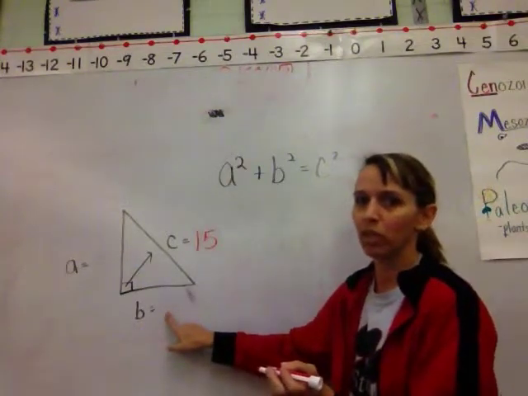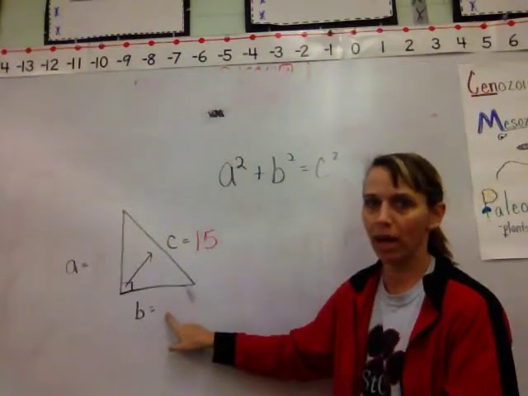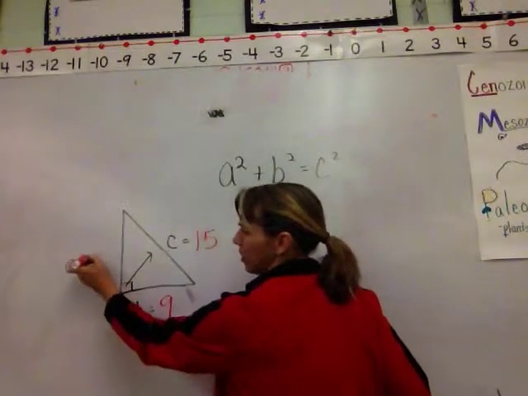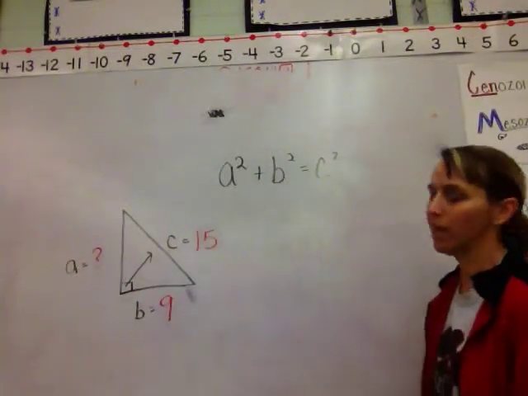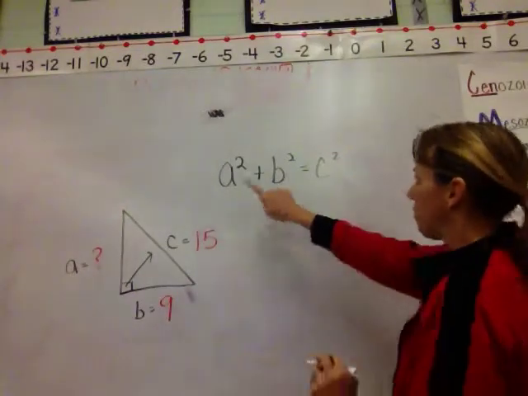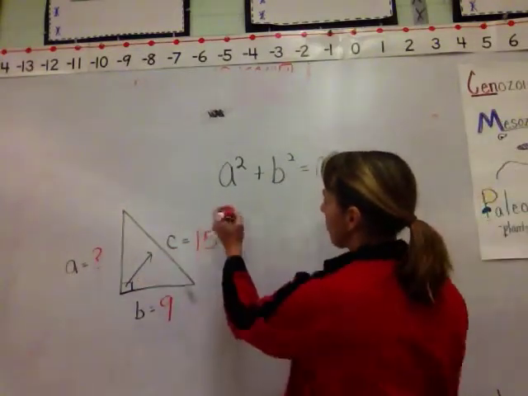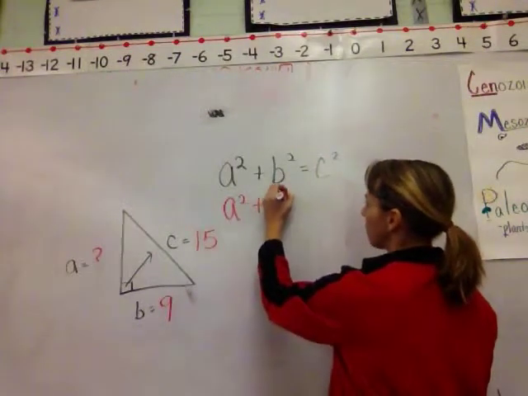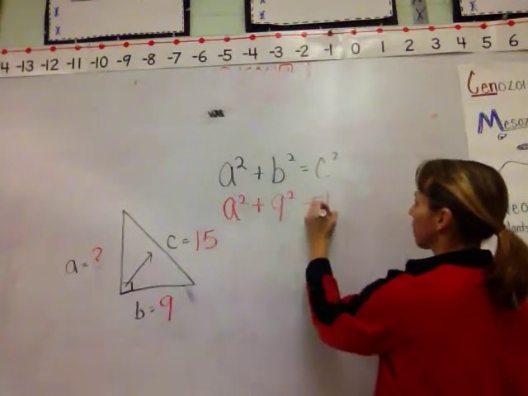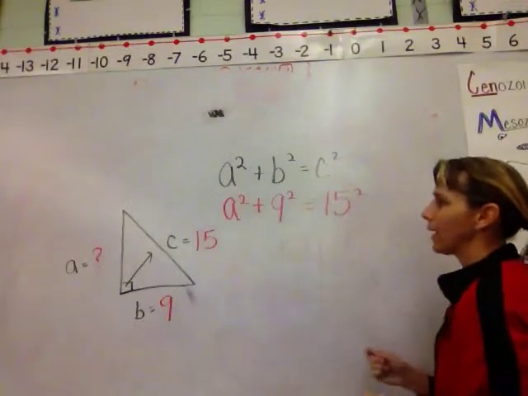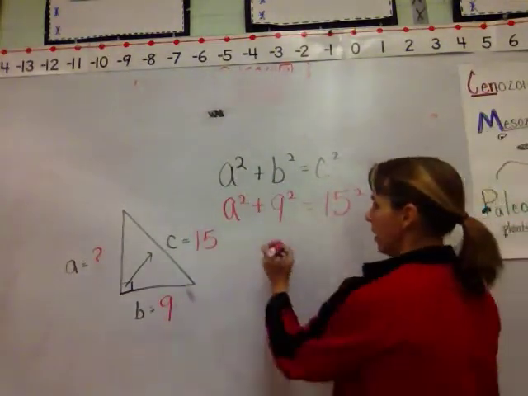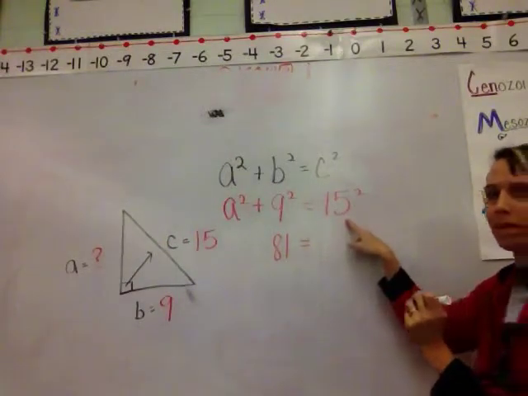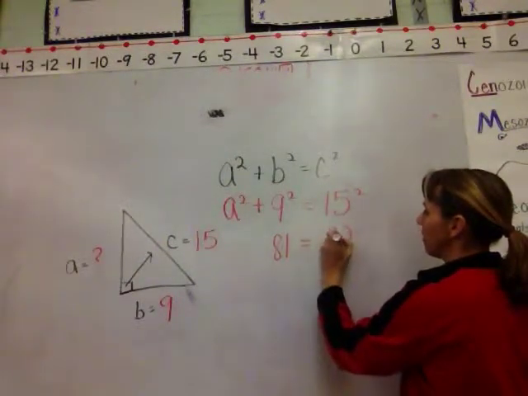It doesn't matter which leg you do. You're going to do the work the same way. So this time for the B, I'll say that the B is 9, and we don't know what the A is. Okay, here we go. We're going to work a little quickly. Looking at the formula, a squared I don't know. B squared is 9 squared equals c squared. Okay, in my calculator, I can do this. I'm going to get 81. If I do 15 squared in my calculator, I'm going to get 225.